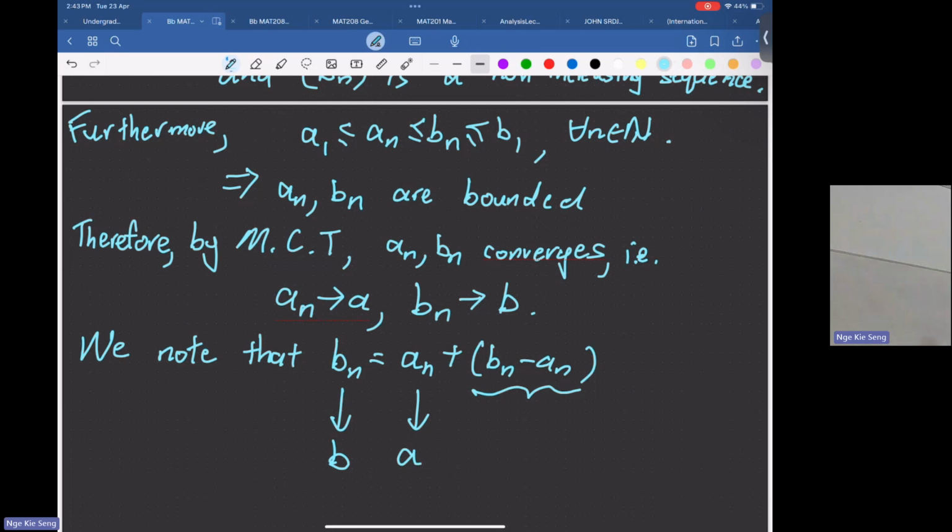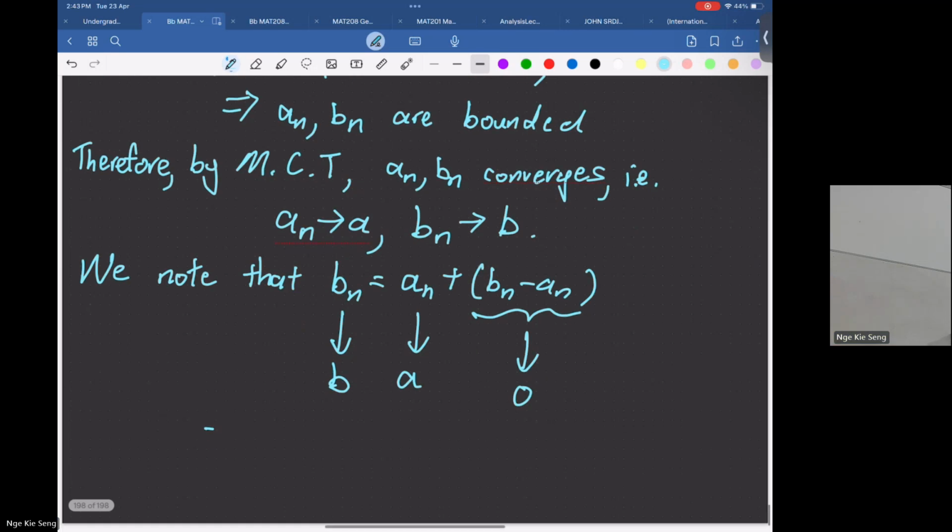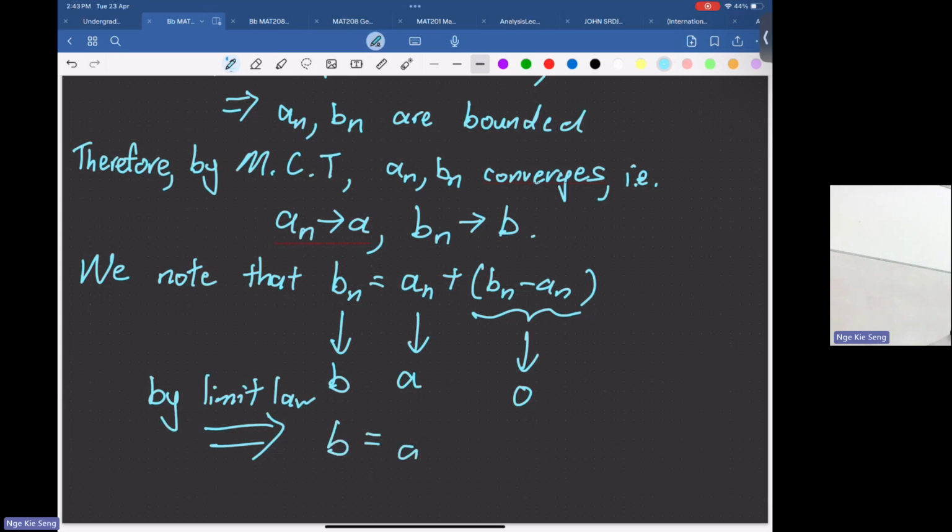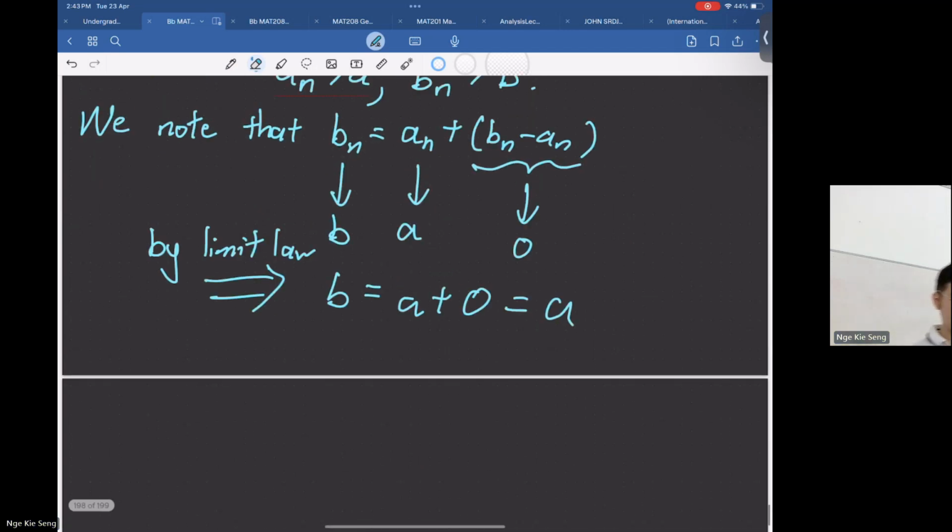Yes, this is given by assumption. That's why we have the assumption that the length of In converges to 0. So this one goes to 0. So by the limit law, the sum of convergent sequences, we get b equals a plus 0, which is a. So b equals a. Okay, so we know that these two limits are the same now. Now we want to show that this is in In for every n, and also that this is the only point that does so. It's unique. All right. So not bad.